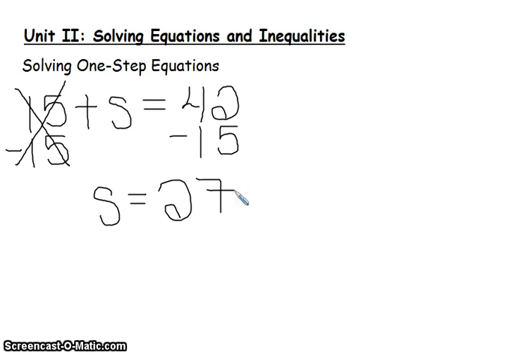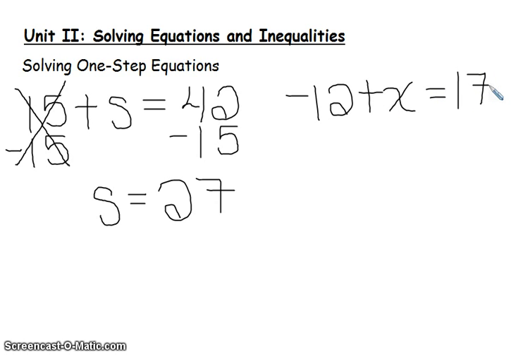So let's try this one. We have a negative 12 plus x equals 17. So a little bit different than the last one. We are still adding a number to our variable. We still have that plus sign, but the difference is we have a negative 12 now instead of a positive 12. So we just have to be very careful there.